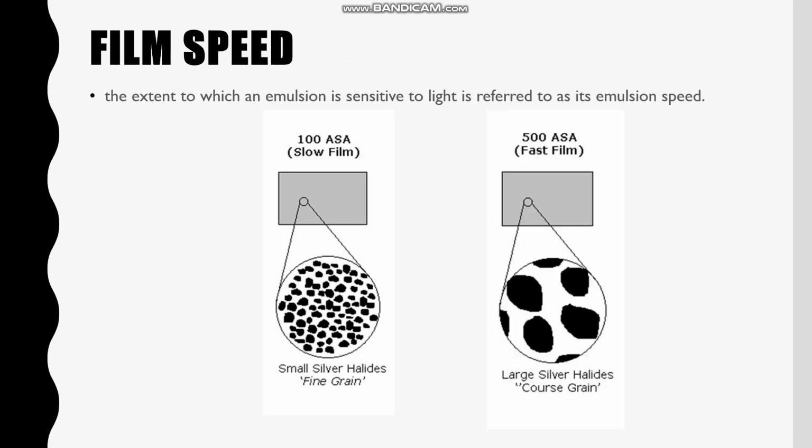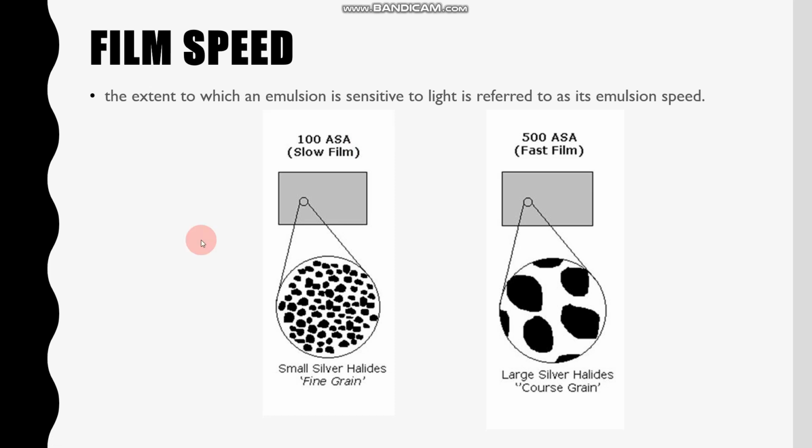So, as you can see here, di ba? For example, mamaya madidiscuss pa natin yan. 100, slow film. 500, mas mabilis. So, ibig sabihin, may kinalaman yung laki ng number dun sa speed niya. The lower the number, the slower the film, and the higher the number, the faster the film is.